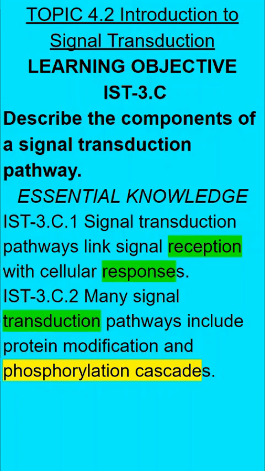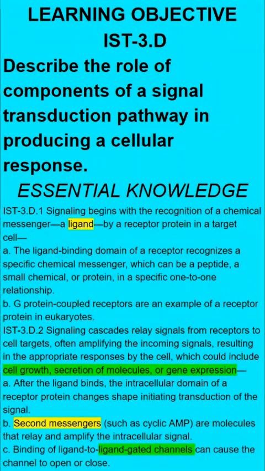Signal transduction pathways involve reception, transduction, and response. This usually involves phosphorylation cascades and secondary messengers. The binding of a ligand can result in cell growth, secretion of molecules, gene expression, or opening of channels.